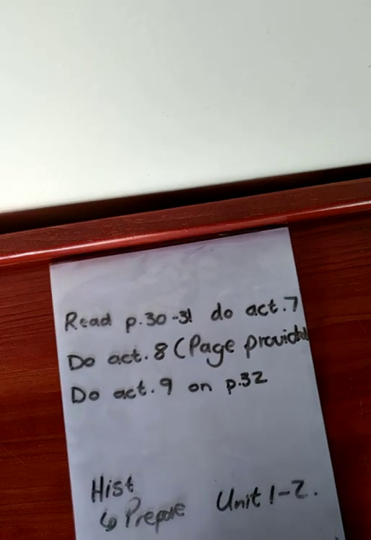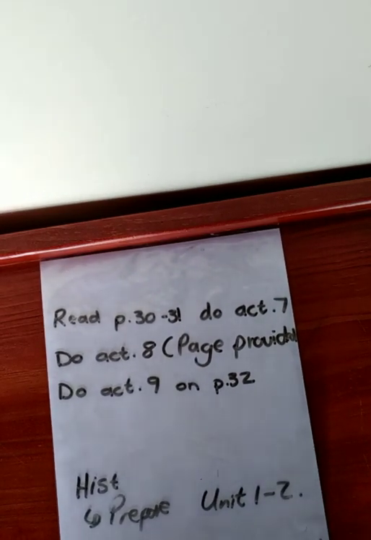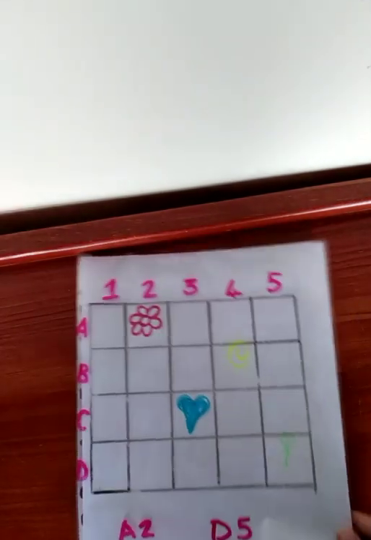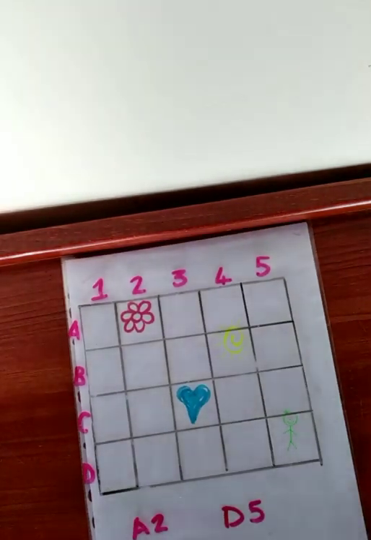Good morning, grade 4s. Today we're going to be doing social science. We're going to start off with geography. I want you to open up on page 30 for me, please. This is about grid references, the concept of alphanumeric grid references.